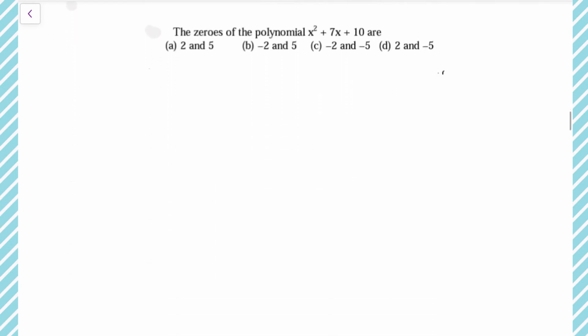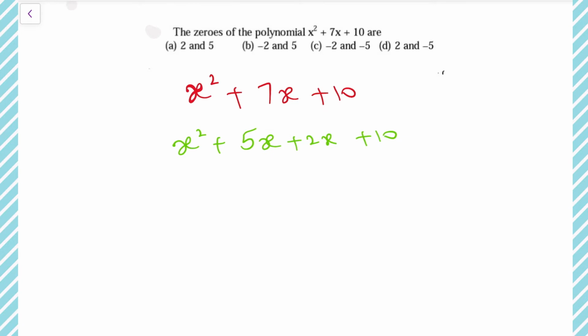Coming to the next question, the zeros of the polynomial x square plus 7x plus 10. Again, I am going to solve this by splitting the middle term into two terms. X square plus 7x, I am writing it as 5x plus 2x plus 10 as usual. Here plus 5 is there, so our 0 will be minus 5. Here plus 2 is there, our 0 will be minus 2. So minus 5 and minus 2, that is option number C.